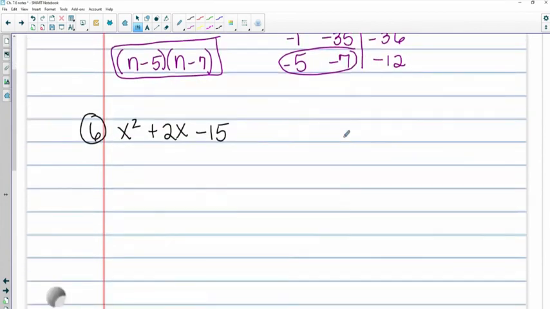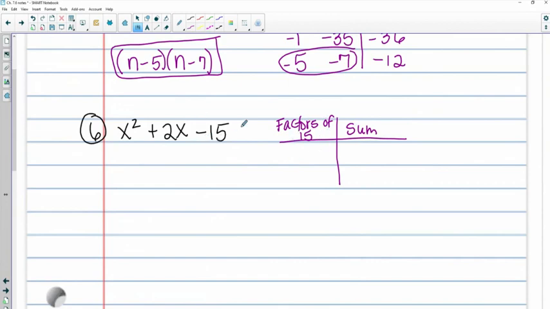Okay, so I'm going to do my table. After a while, you're not going to need the table anymore, and you're going to be able to do it without it. So I need the factors of 15, and we need the sum of 2. Okay, let's just talk about the factors first. Don't worry about that negative yet.